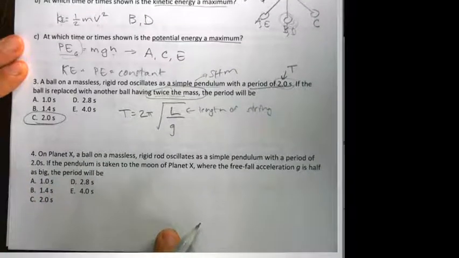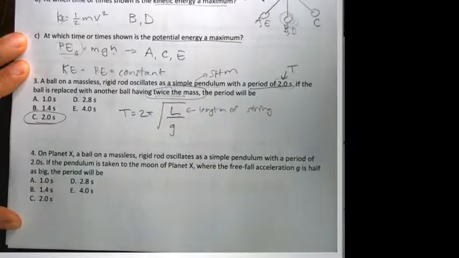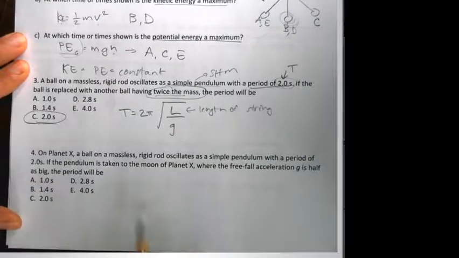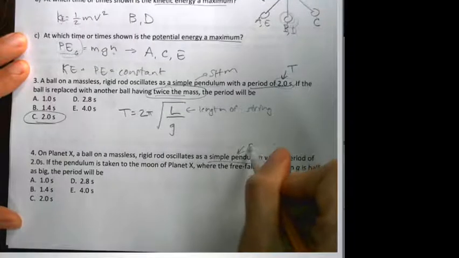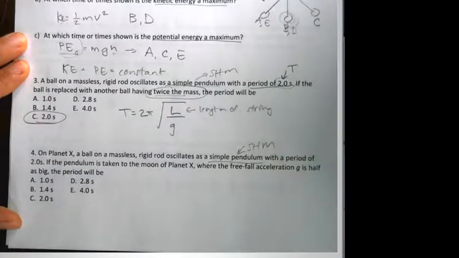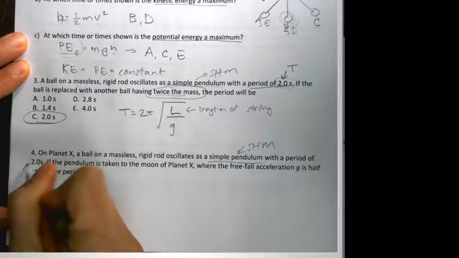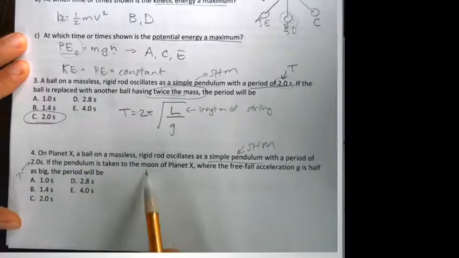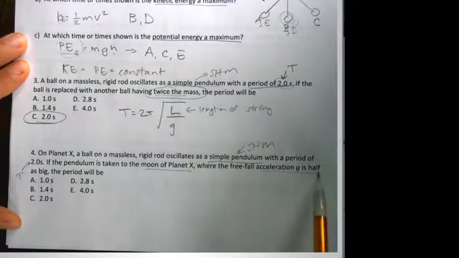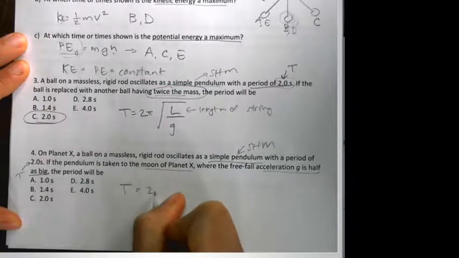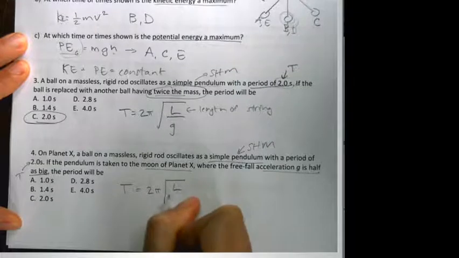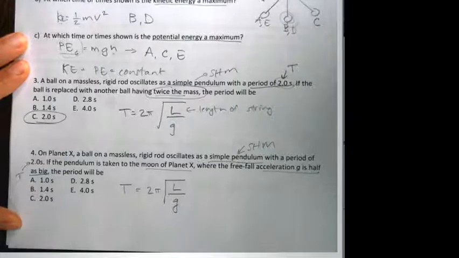Next one is: I have a ball oscillating as a simple pendulum, so that's more simple harmonic motion. It has a period of 2 seconds. The pendulum is taken to the moon of planet X, where g is half as big. So we'll use the same equation. And now let's say that g gets to be half as big.